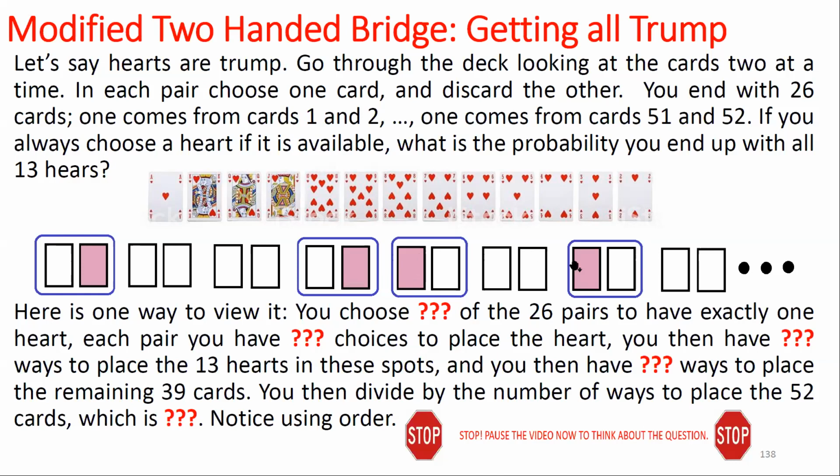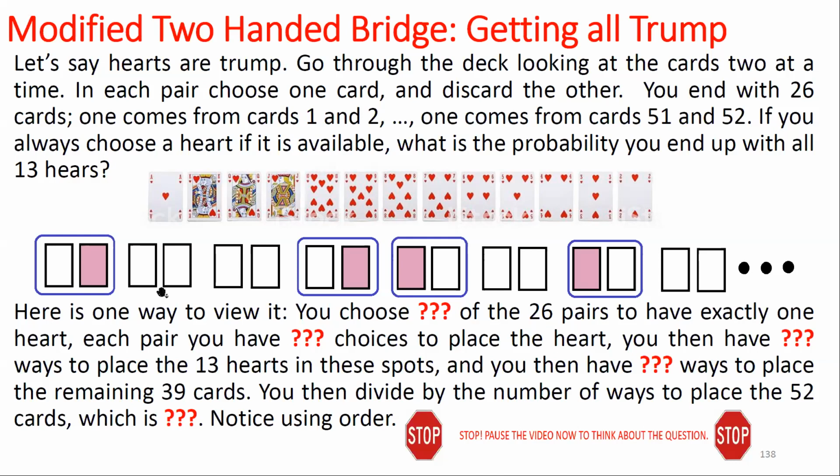And so I shaded it maybe where the heart goes. And then we have to order the 13 hearts in these spots. And then we have to order the remaining 39 cards. And then we have to divide by the number of ways to place the 52 cards. And so I put in a lot of placeholder question marks. So I want you to go through and pause this now and try to figure out what these are.